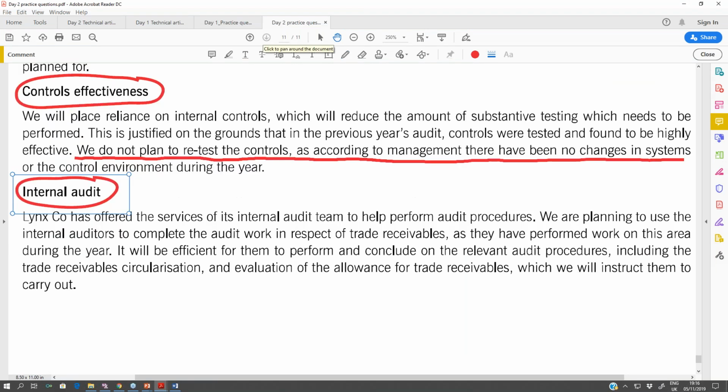I'm reading the paragraph of internal audit, right? Link's company has offered the service of the internal audit team to help perform audit procedure. Can we rely on the services of the internal audit team as auditors without verifying the internal auditor's independence, competence, experience? Look at the first line. It says Link's company has offered the service of its internal audit team to help perform audit procedure. We are planning to use the internal auditor to complete the work. But nowhere is it written whether we should use the internal auditor after considering whether the internal auditor is independent, whether competent, or we can just rely on the internal auditor irrespective.